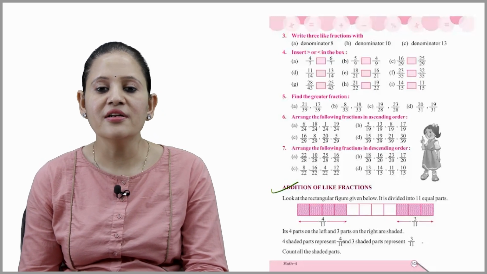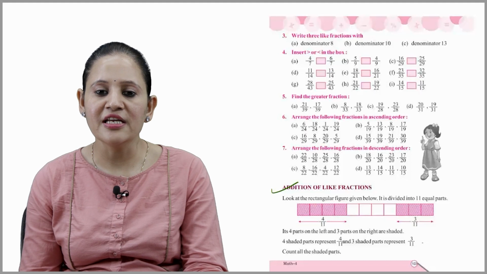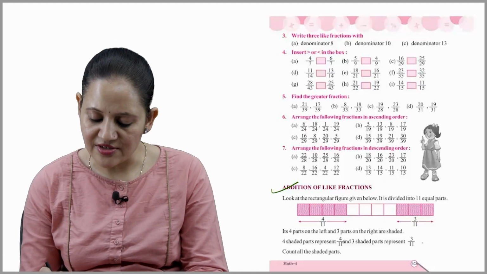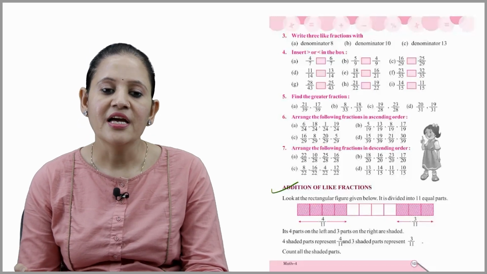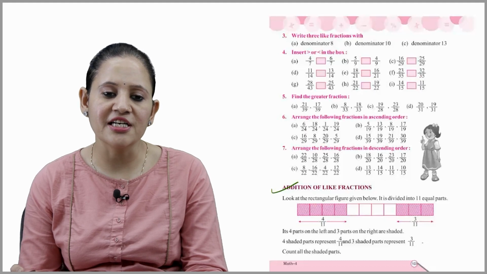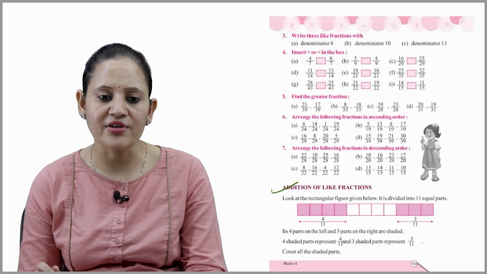Look at the rectangular figure given below. It is divided into 11 equal parts. Total 11 equal part में divided है. So it will represent 4 by 11 and it will represent 3 by 11. Its 4 parts on the left and 3 parts on the right are shaded. So 4 shaded parts will represent 4 by 11 and 3 shaded parts represent करेंगे 3 by 11 को.